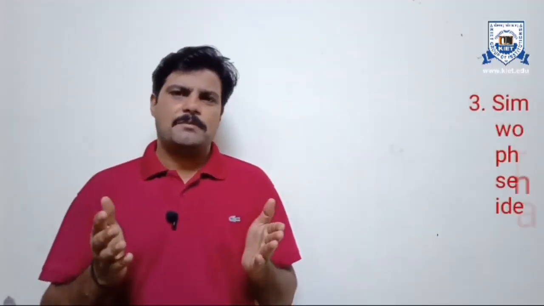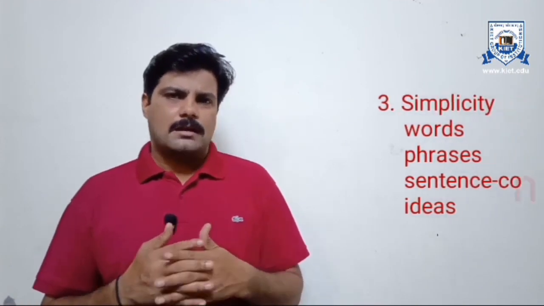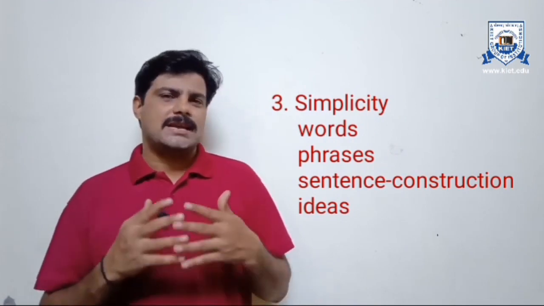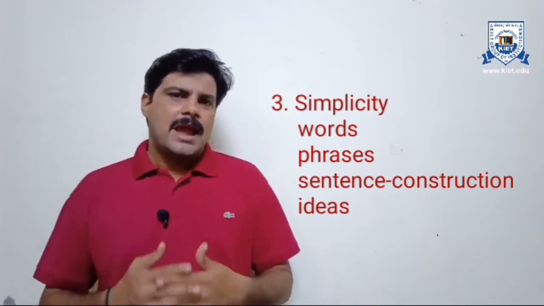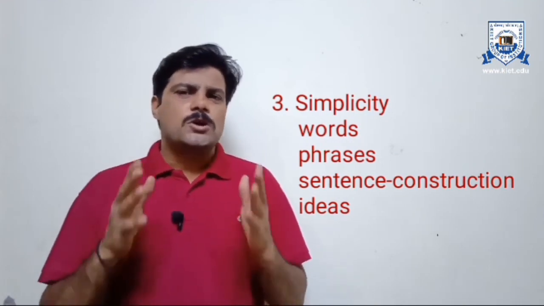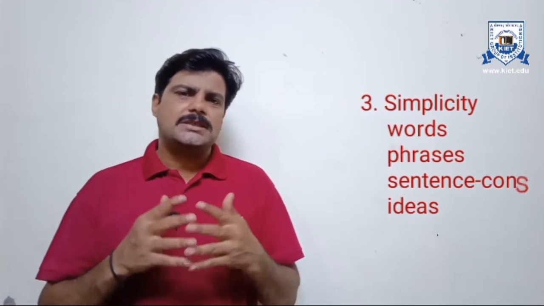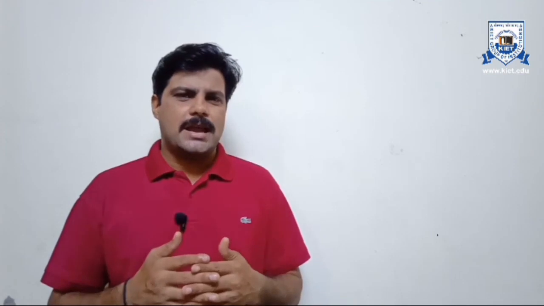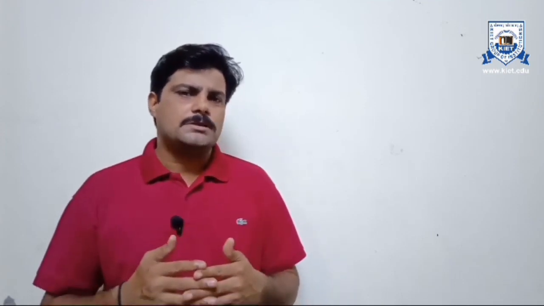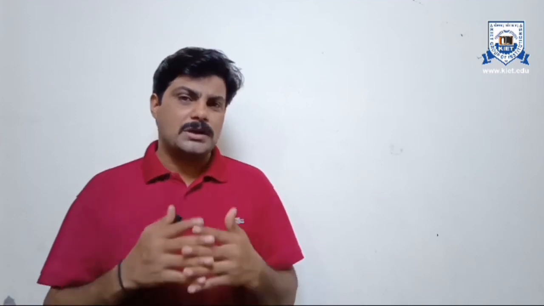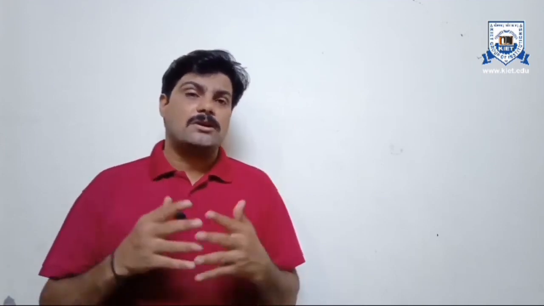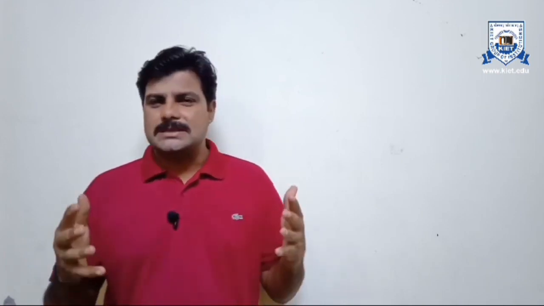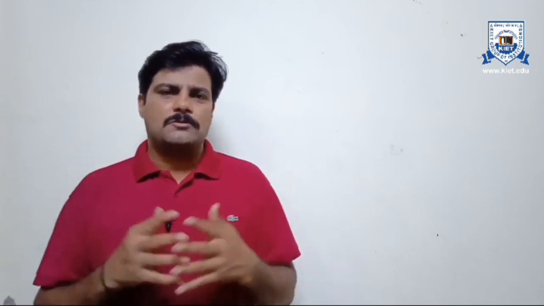Simplicity is another important feature of technical communication. A technical communicator is expected to use simple words, phrases, sentence construction, and ideas. As a technical person has no time to consult a dictionary, it makes the communication easy to understand and interesting. To acquire this, a communicator works hard because he has to choose simple words and simple sentences instead of complex ones. In this way, he hardly uses complex sentences, complex words, compound sentences.